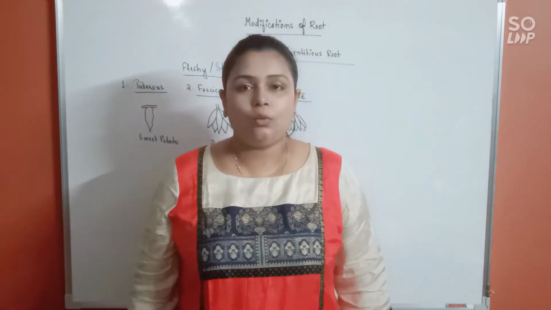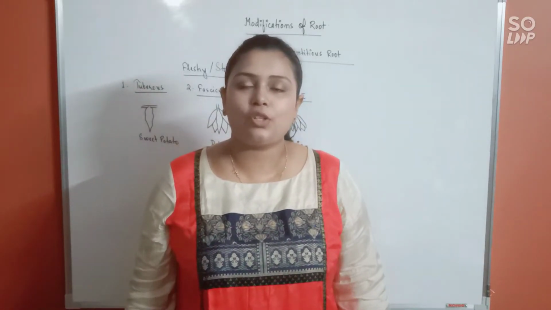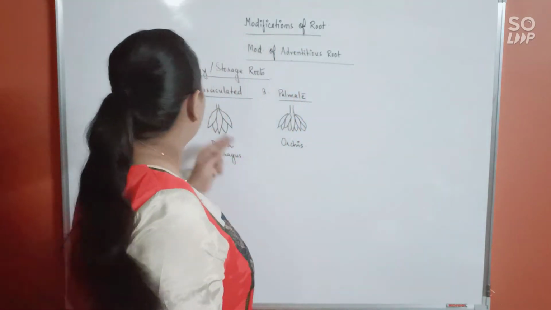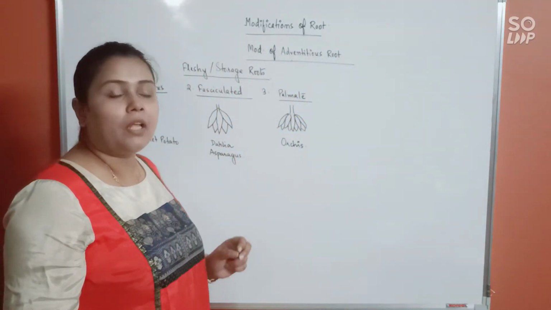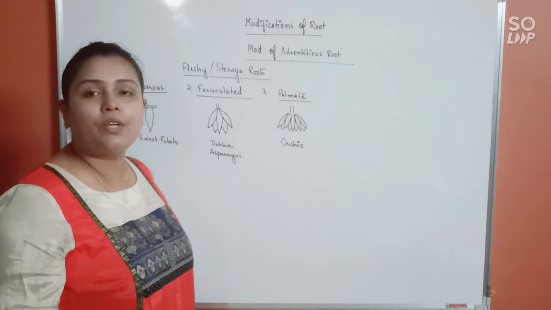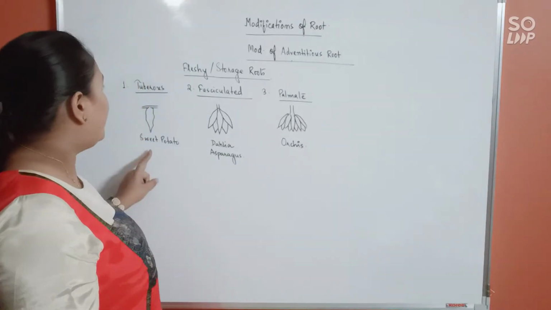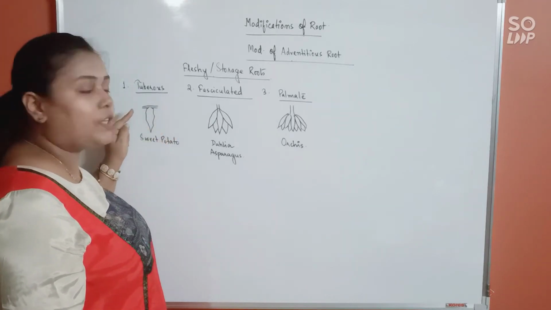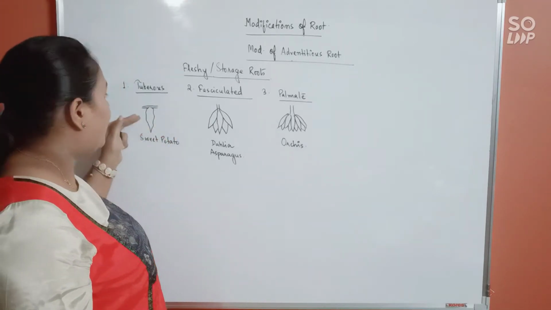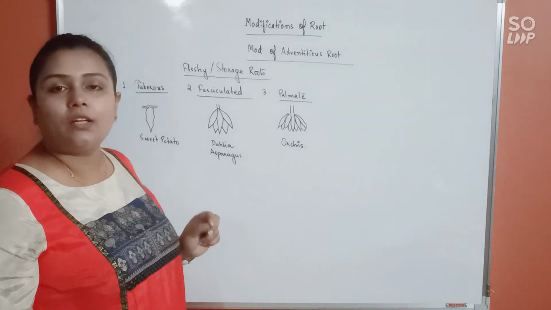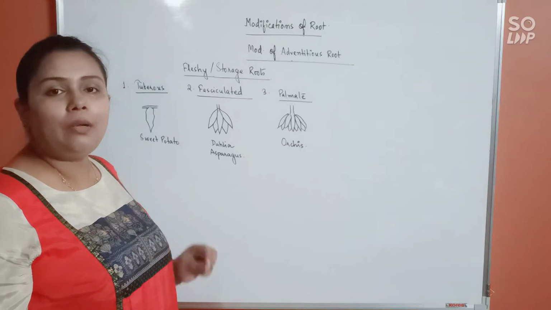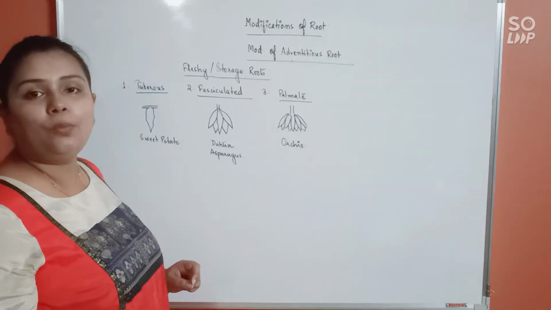Now let us discuss a few modifications of adventitious root system, starting with storage or fleshy roots. Their main purpose is to store reserve food material. So first is tuberous root. Tuberous root consists of a single tuber. Whenever there is a single tuber which arises from any part other than the radicle, we will call it a tuberous root.